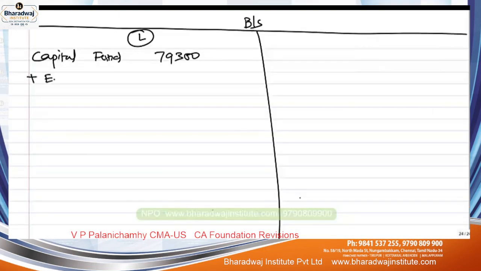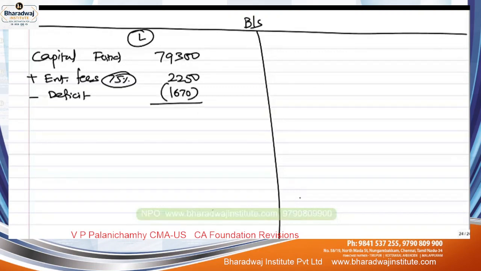Capital fund 79,300 plus entrance fees-ஓட 75% இங்க வரும், and 25% the income எடுத்திருக்கோம். 75% will come here, minus deficit. What is the deficit? 1670, net amount will come here.